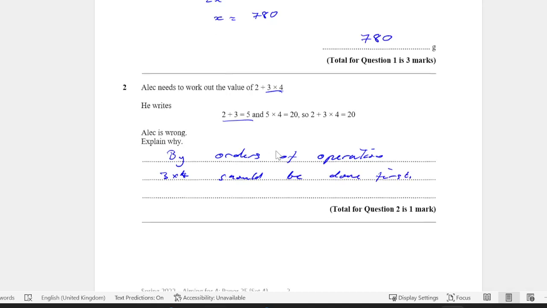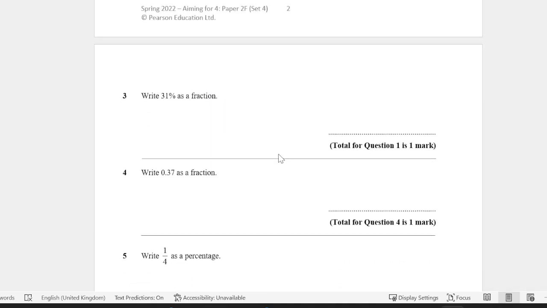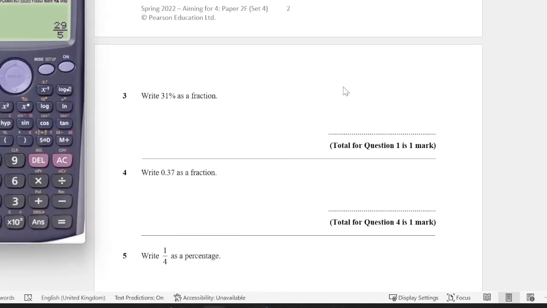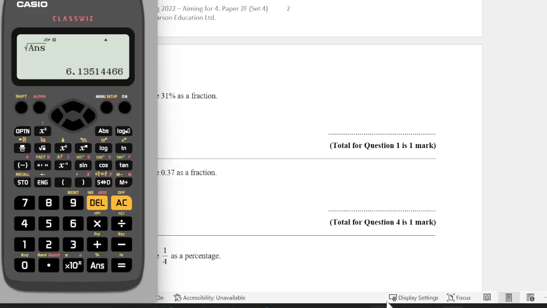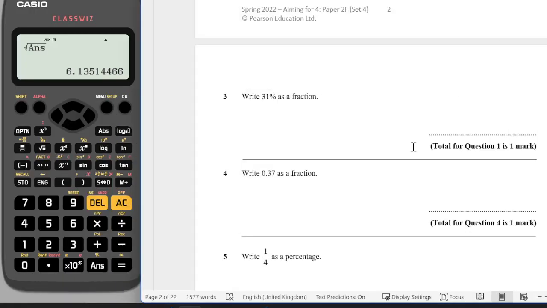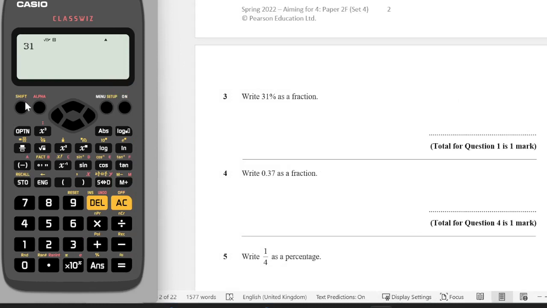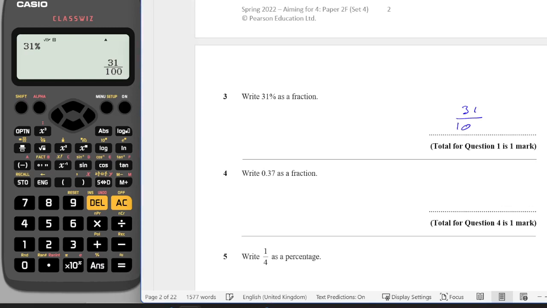Right, question 3. Write 31% as a fraction. So I'm going to introduce, not that calculator, my calculator for this. I don't really need it for this, but it's good practice just to show you a couple of features on your calculator. I could type this in as 31, shift and then my percentage button, which is there. So that's going to be equal to 31 out of 100 using your percentage button on your calculator.